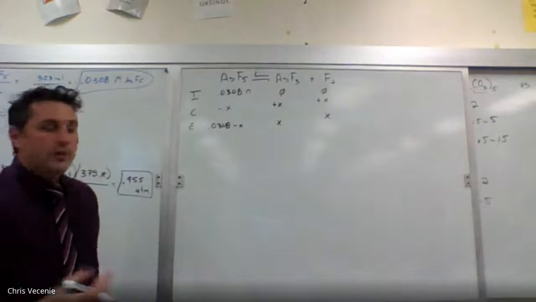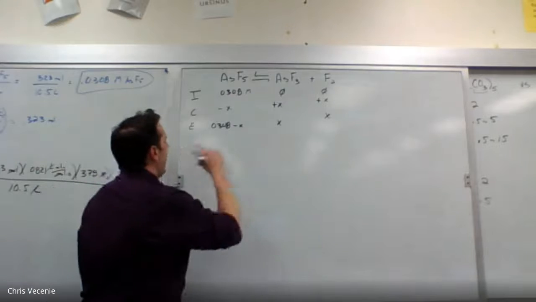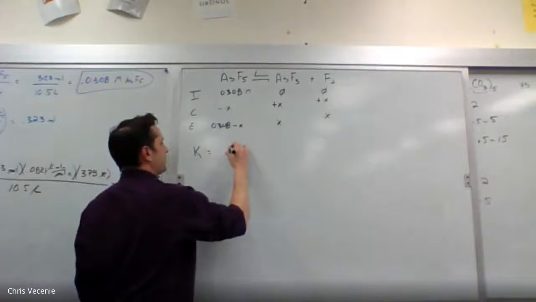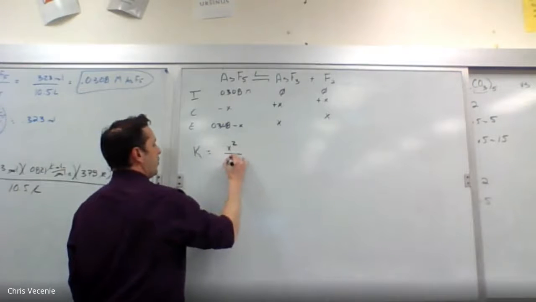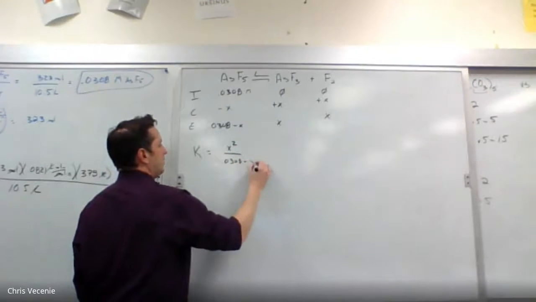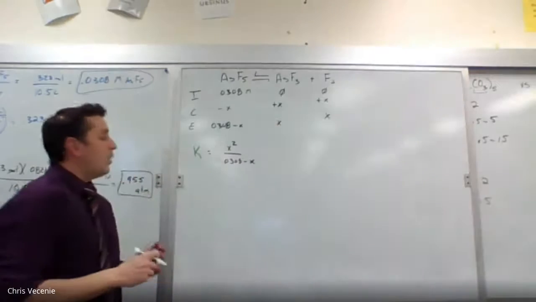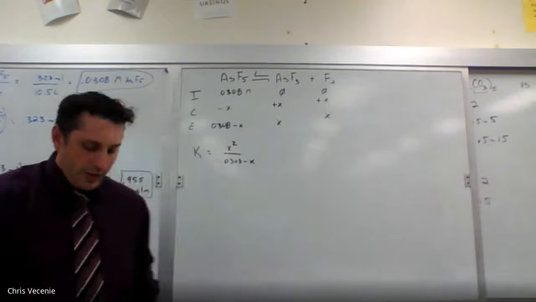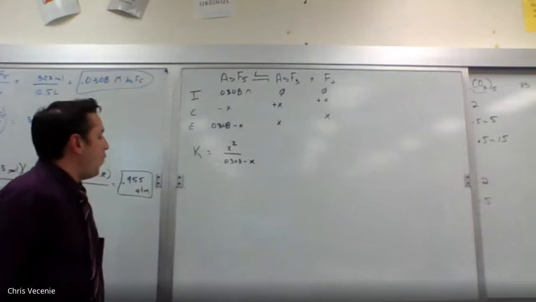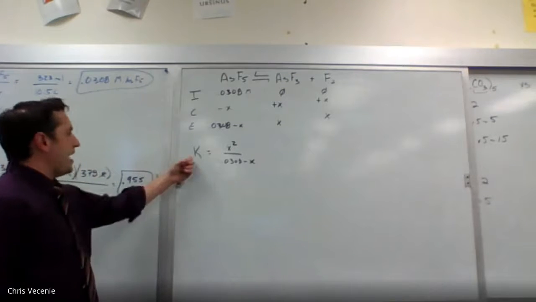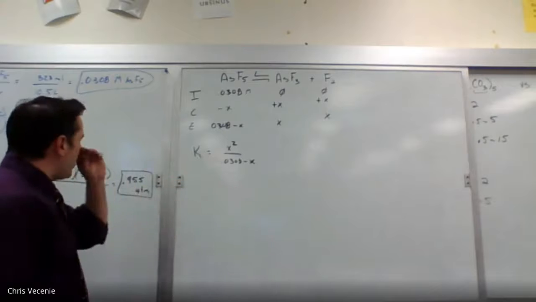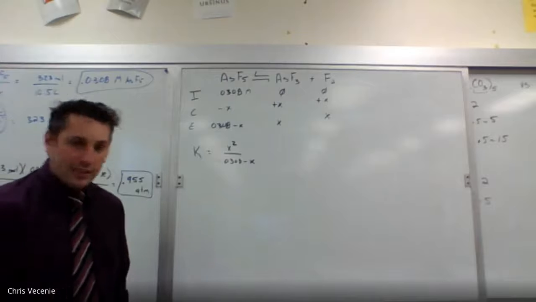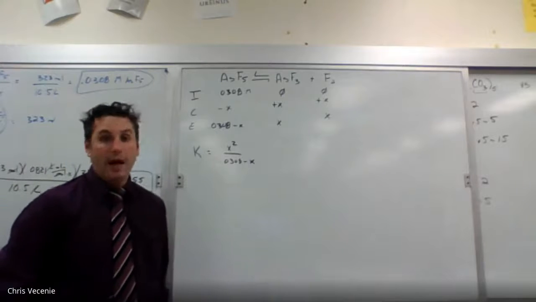All right, next thing we always do is plug into our K expression. So we'd say K is equal to X squared over 0.0308 minus X. But once we get here, you run into a situation where I don't know K and I don't know X. And whenever that happens, I always say there's another bit of information listed to help you get X somehow else.